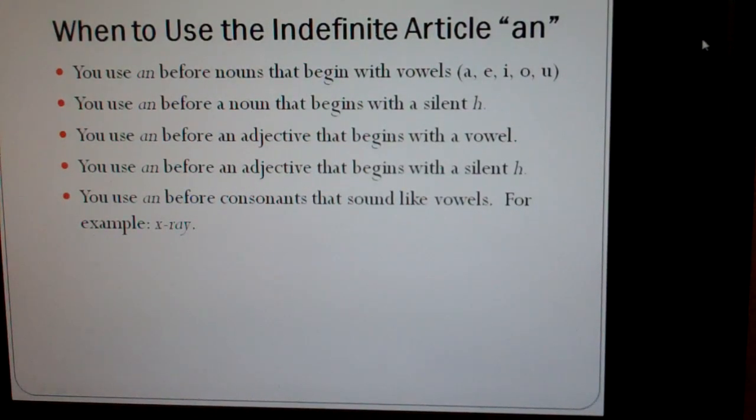You use an before consonants that sound like vowels. For example, X-ray. X-ray sounds like it should begin with an "ex," but it doesn't. And did I mention that you use an before an adjective that begins with a silent H? Well, we'll get into that. That's what the problem is when I interrupt myself.